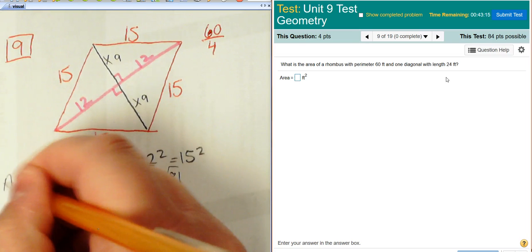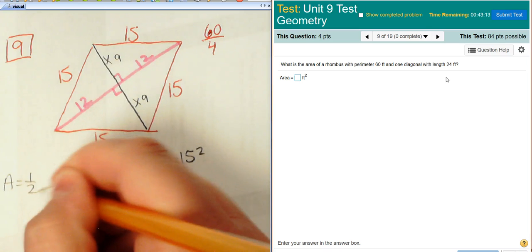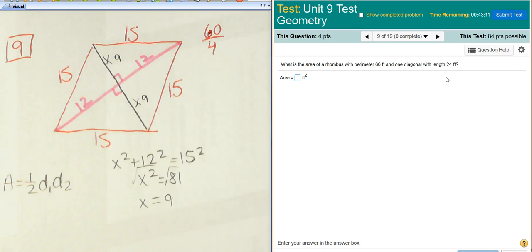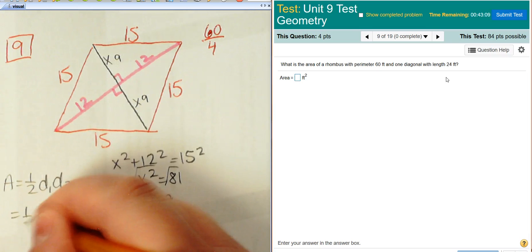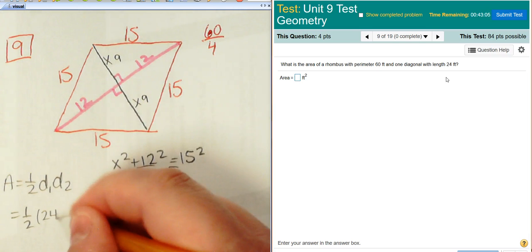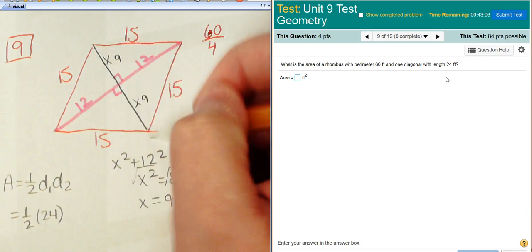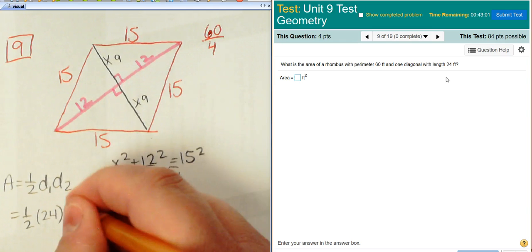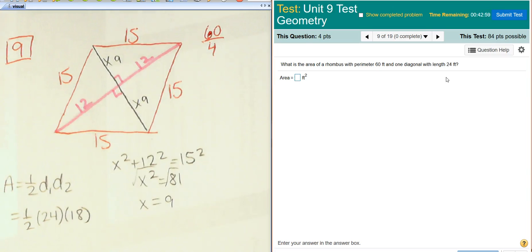Okay, when I do the actual area, it's 1/2 diagonal times diagonal. So this entire thing given to us at the start of the problem is 24. This entire diagonal, 9 and 9, would be 18. And so then that's how I would plug that in, multiply that out to get my area.